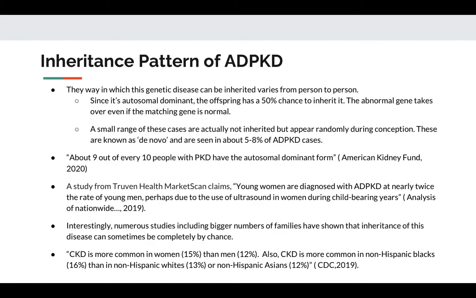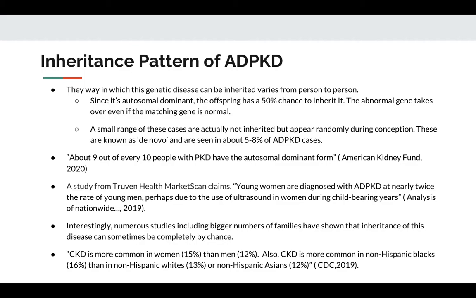So, the inheritance pattern of this disease is obviously autosomal dominant, which means the offspring has a 50% chance to inherit it, being that at least one of the parents has a faulty PKD1 or PKD2 gene. So with autosomal dominant diseases, the abnormal gene will always take over the matching gene.